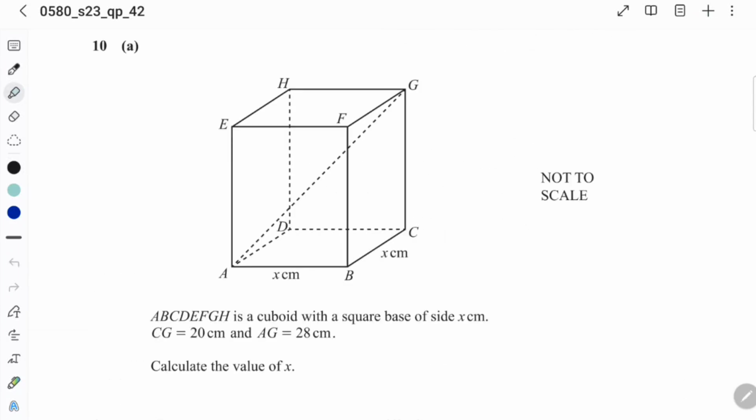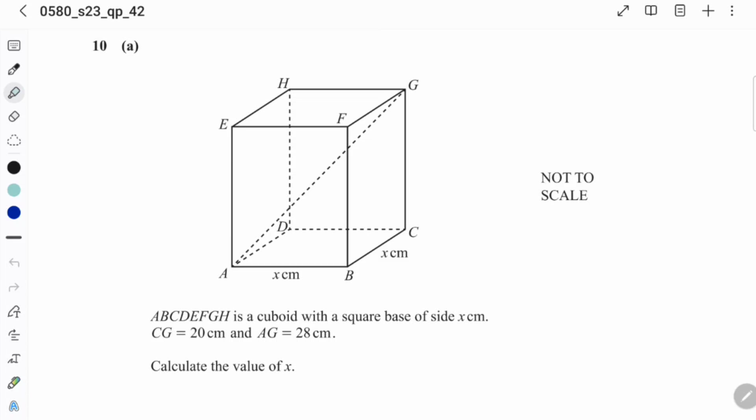Now this question is from 0580 May June 2023, paper 42, question number 10. It's a 3D trigonometry diagram. ABCDEFGH is a cuboid with a square base of side x, and CG is 20 centimeters, AG is 28 centimeters. Calculate the value of x. I've already made a video on 3D trigonometry. There are more questions as well, so you can check over there. Now do this question, calculate the value of x.